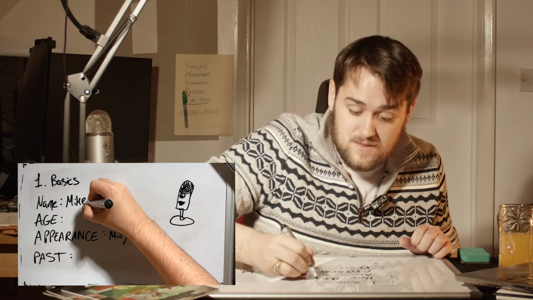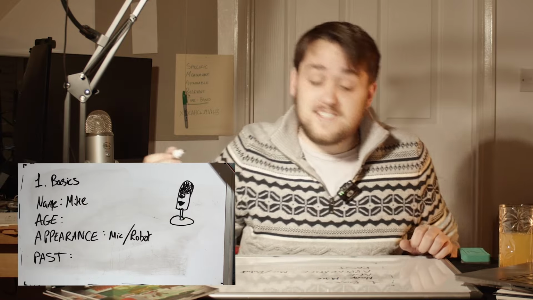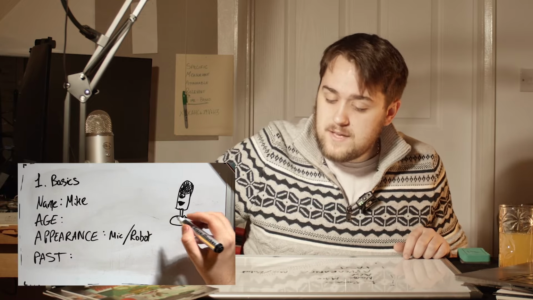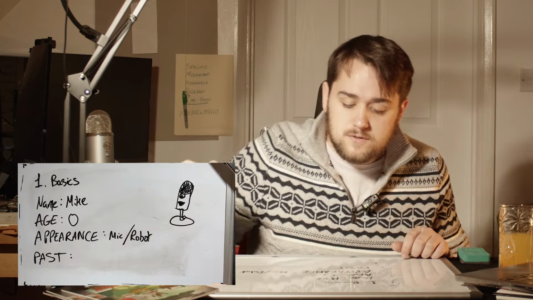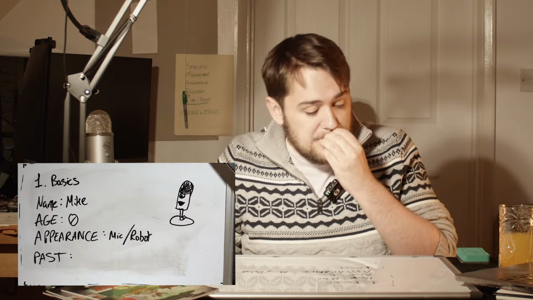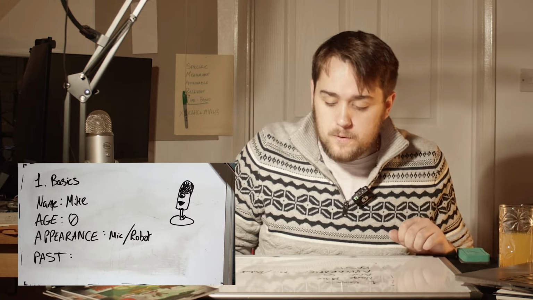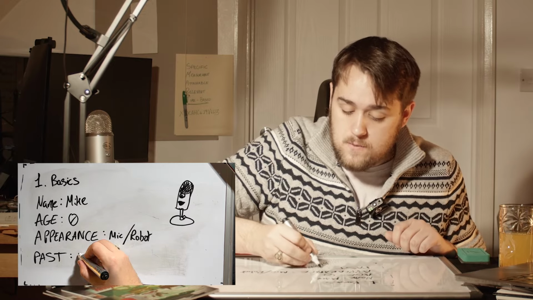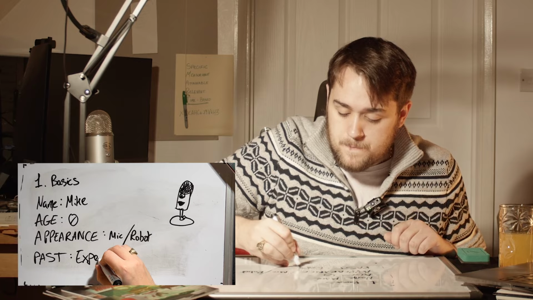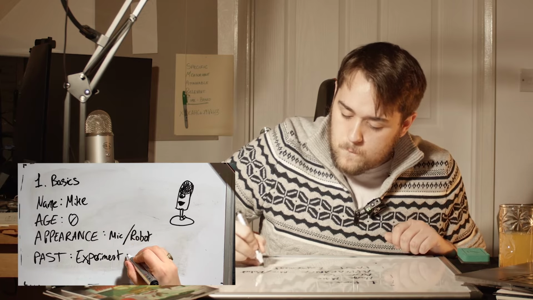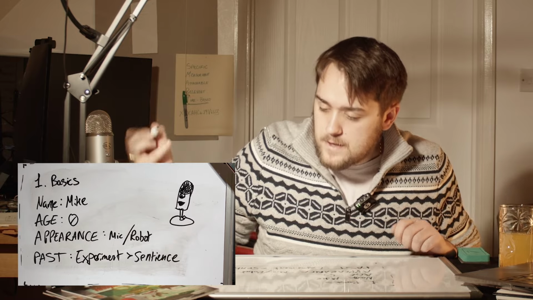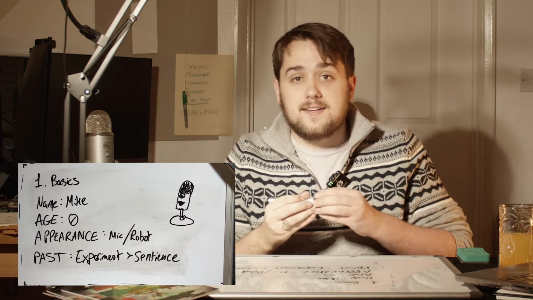I mean, do we just call it Mike? There we go. Perfect, easy. Now we're gonna go for our age. I think it'd be fun to have a character that's pretty new to the world. So let's say 0. They are new to the world, newborn. And because of that, their past, their backstory is going to be that they were an experiment which has caused sentience. They're like the beginning of AI.